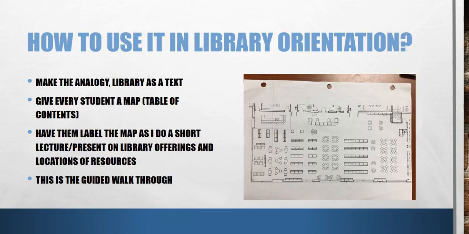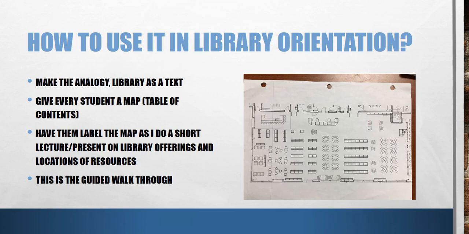So how do I use organizational walkthrough in a library orientation? First, I would draw the analogy for the students that the library itself is a text. It's a human-sized text that they can walk through to find information, just like a textbook. I would give every student a map, which becomes sort of like their table of contents. They can also take notes on the backside.